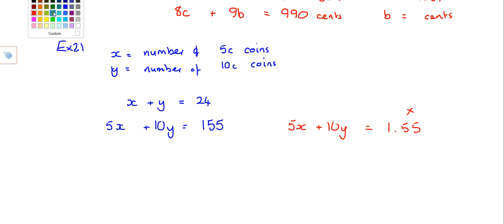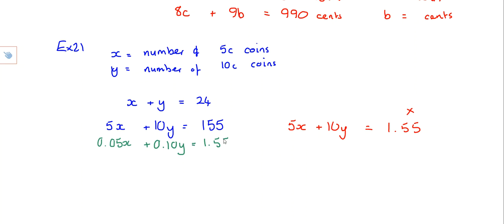Our other option, if we wish, would be to write 0.05x plus 0.10y equals $1.55. That's the other option, but we have to keep it consistent. This one is in cents and this one is in dollars, but you can't mix the two. So you only need to change it between cents and dollars when x and y equal a value of money. I don't know how to explain it.